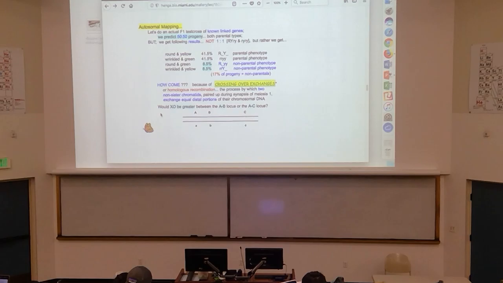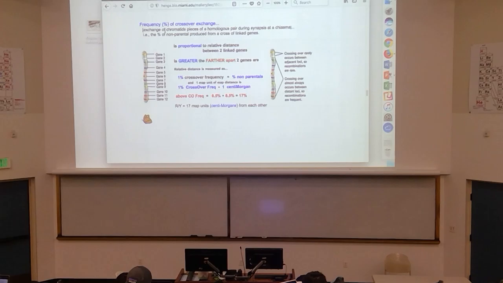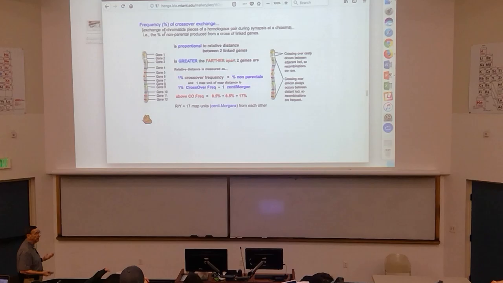So we're going to look at the percentage of non-parental progeny, the crossover frequency that occurs for linked genes during meiosis: replication, synapsis, chiasma formation, the exchange of genetic material, and we count the number of individuals that we can. And so the farther gene 1 and gene 12 are from each other, the greater the percentage of crossovers likely to occur. 1 and 2, no. 1 and 12, yes.